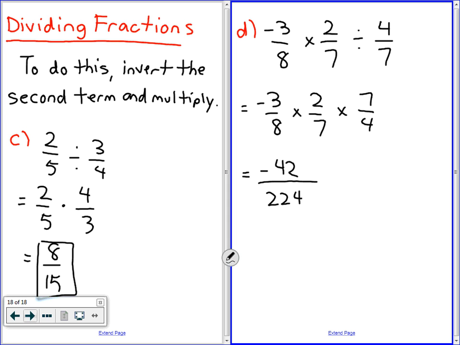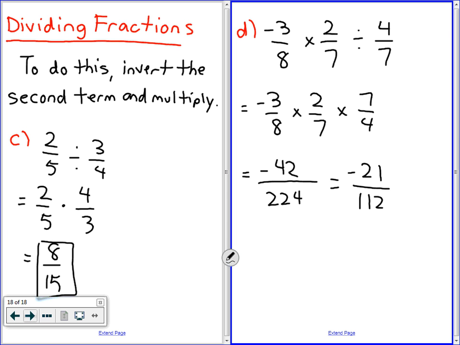This one is looking good, Zoe, but I can still see a few problems in it. What can I divide by instantly on that? 2. So I'm left with -21 over 112. Now this is where things get tricky, but I'm going to help you out here. What are the factors of 21? There's only 2 factors of 21. Okay? 7 and 3.